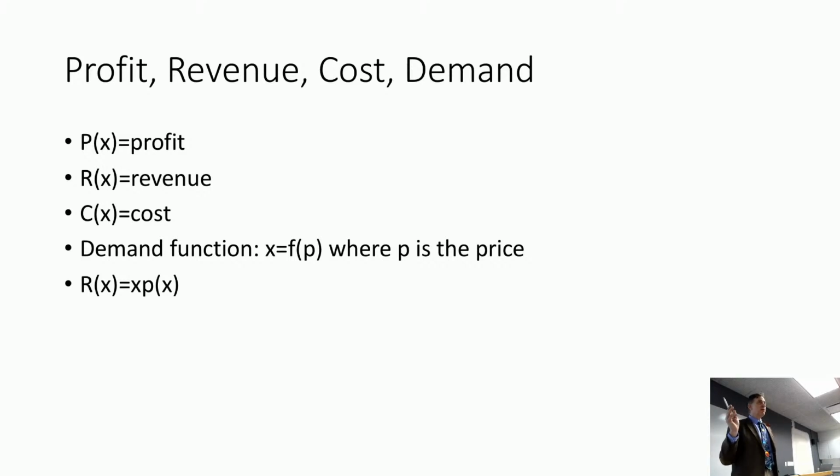This we had earlier this semester, so this is a repeat. But just to remind you, P is for profit, R is revenue. This is the money we take in, but it's not the profit. This is the actual cash that we take in before we pay our costs. C is cost. How much do we have to actually pay our workers, pay for the materials, pay for the energy that we're using to keep the lights on, those sorts of things. Demand function, x is equal to f of p, where p is the price. This is the idea that if you increase prices, you decrease the demand.